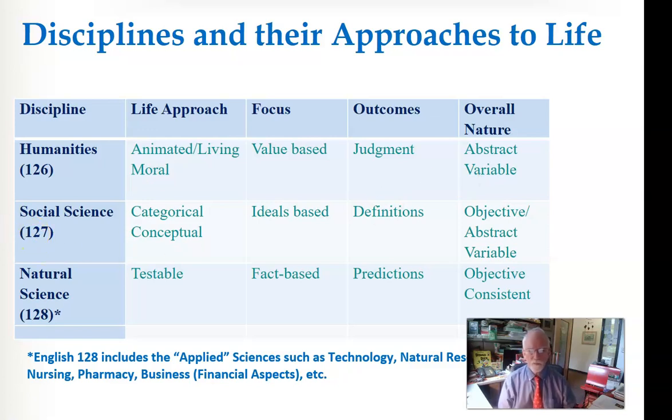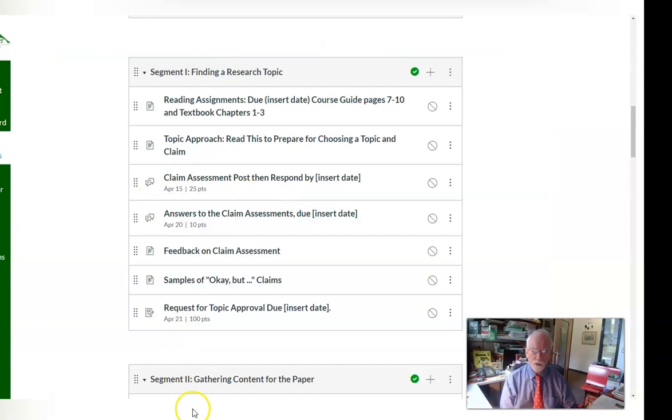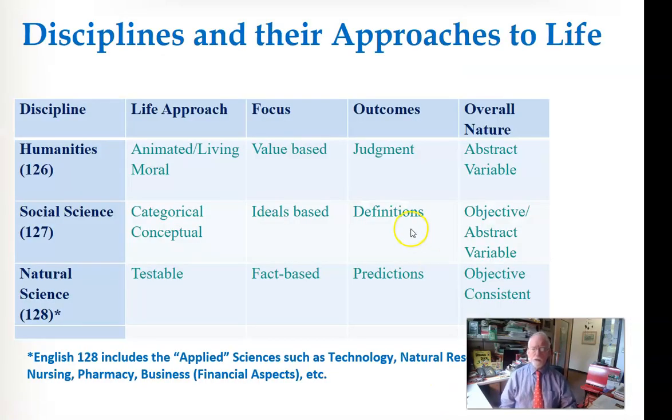English 127 is categorical and conceptual in its approach. It's going to focus on ideals. Definitions will be the outcome from that, and these will be objective in some cases, but generally abstract and variable. Things such as politics, political science, or sociology tend to be variable. Things such as perhaps aspects of psychology might have some kind of definition, or they might be objective in nature as they relate to the natural sciences of English 128 that we'll be doing.